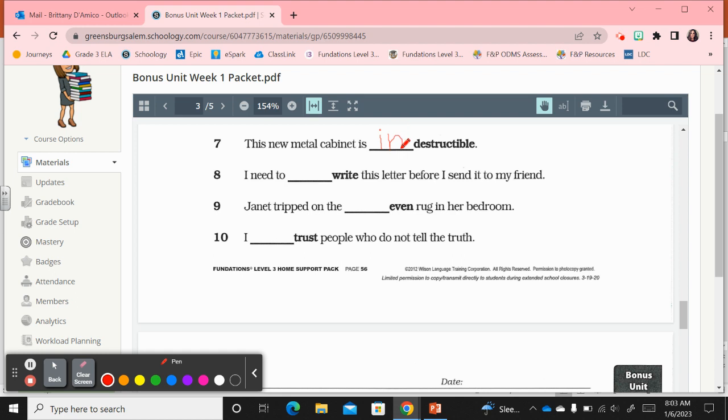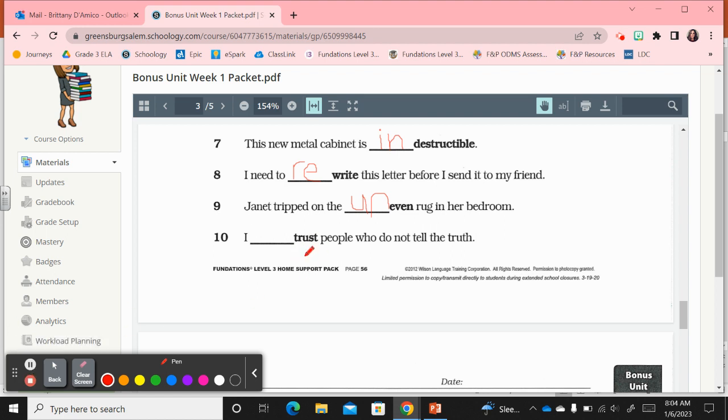Okay. Number 8. I need to blank write this letter before I send it to my friend. If you need to write it again, maybe make it neater, you need to rewrite it. Write R-E. Number 9. Janet tripped on the blank even rug in her bedroom. If it's not even, it's kind of bunched up, it's uneven. U-N. Excellent.